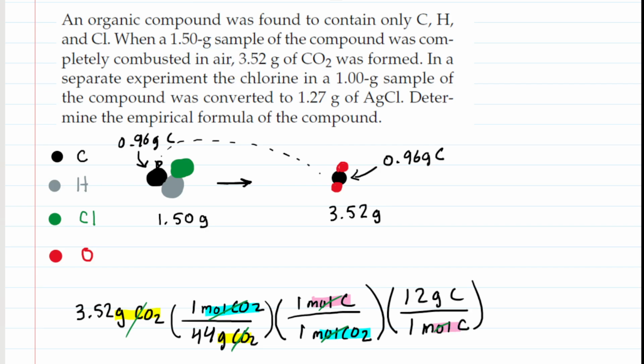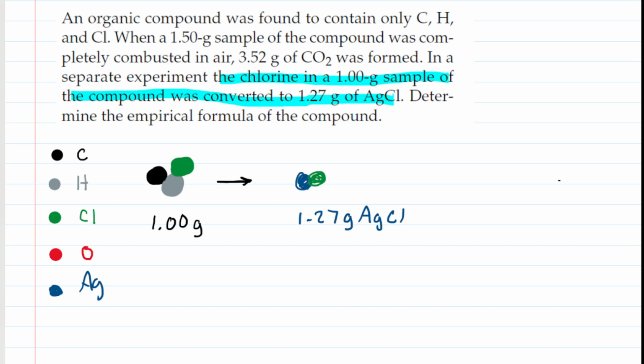So we go back and we read the experiment, and in a separate experiment, the chlorine in a 1 gram sample of the compound was converted into silver chloride, particularly 1.27 grams. So let's set up a little cartoon to represent that. Now, this is going to be a very similar concept.